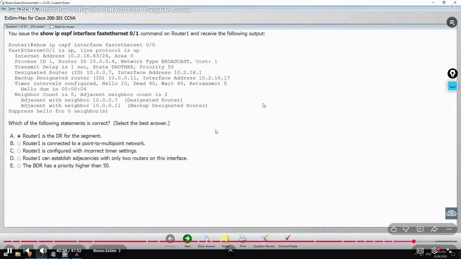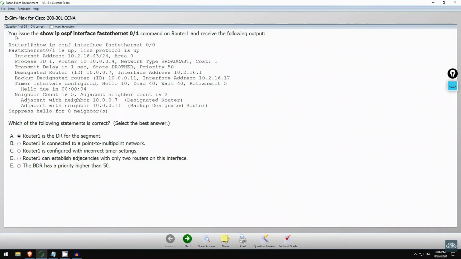Okay, here's today's Boson ExSim practice question. You issue the show ip ospf interface FastEthernet 0/1 command on Router 1 and receive the following output. Here is the output of the command, and here's the question. Which of the following statements is correct?